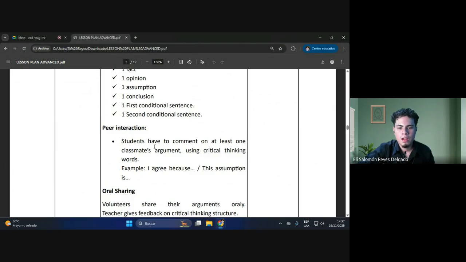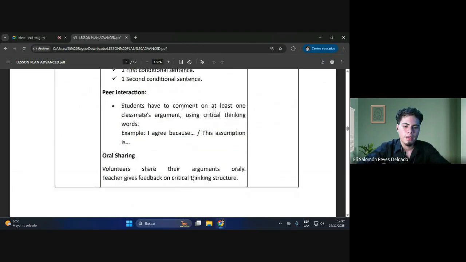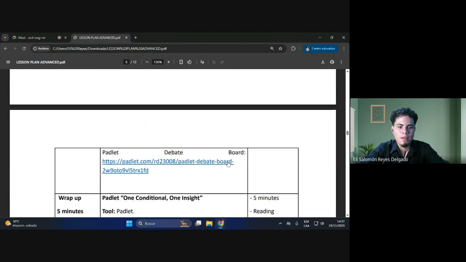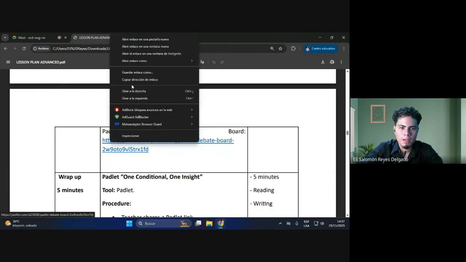Peer interaction. Students have to comment on at least one classmate's argument using critical thinking words. For example, I agree because this assumption is, and after that, volunteers share their arguments. The teacher gives feedback on critical thinking structure. And here we have the Padlet platform link.